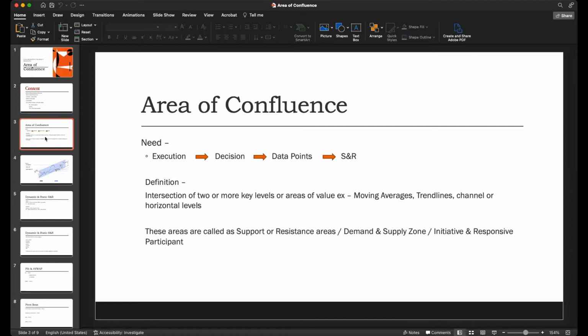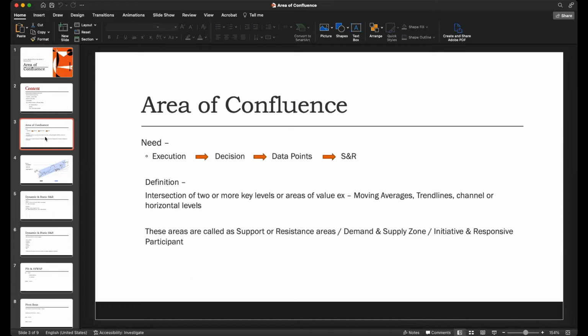So first of all, what is area of confluence and why do we actually need it? For a better execution, we need to have better decision-making capacity. You don't have 15 minutes or 1 hour to get into an intraday trade. You have just 15-20 seconds, and you have to take that decision to go in or not to go in, to go long or to go short.